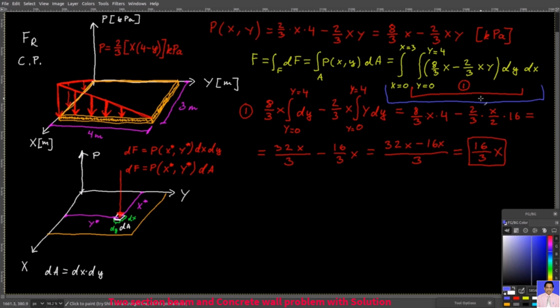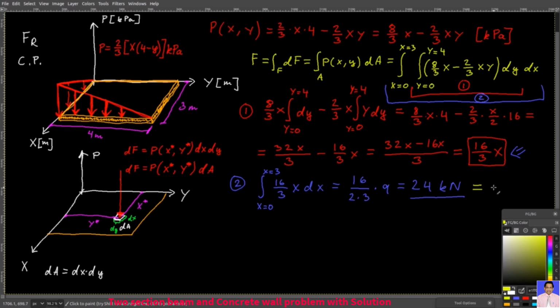And now I take the outer integral, and inside this outer integral I'm going to put this result that I got from my inner integral. So it's 16 over 3 times x, and now I have dx. Since I have dx here, my x is not a constant anymore. Now it's a variable. If I evaluate it, I will have this result, or simply 24 kilonewtons. And that's my total force due to this entire pressure distribution.